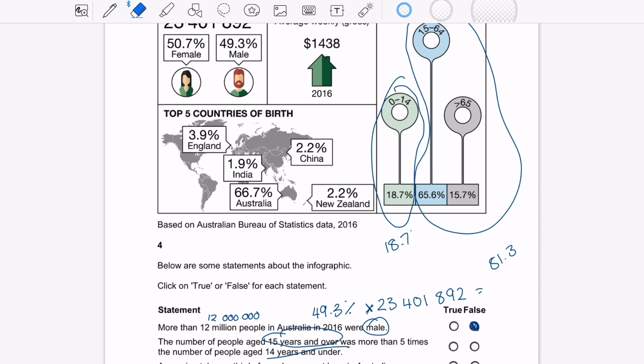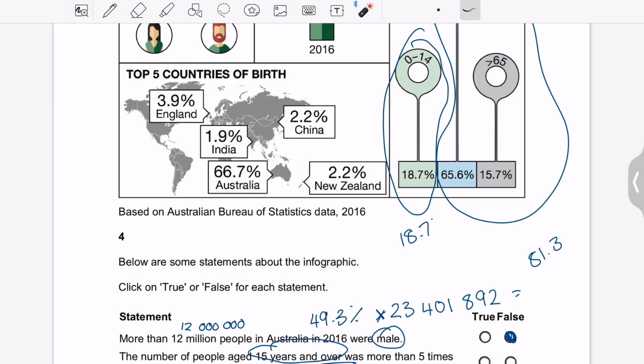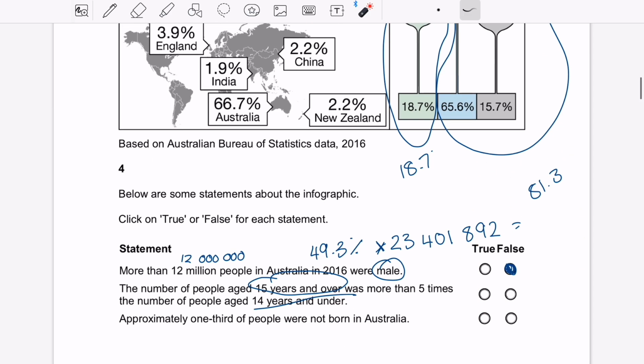So they're trying to say this number was more than 5 times this number. So let's look at what 5 times 18.7 is, which is 93.5, which is not more than this number. So it was not more, so it was false.